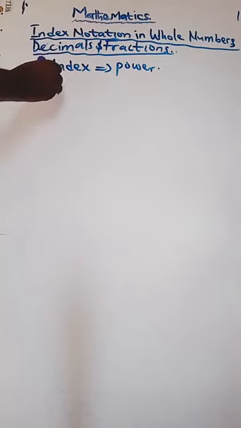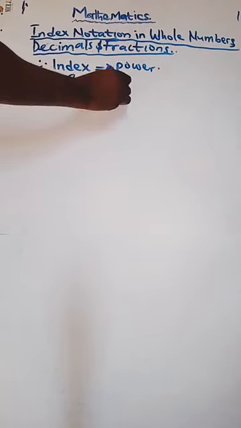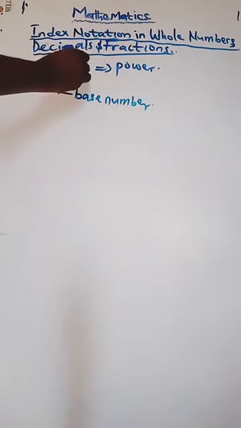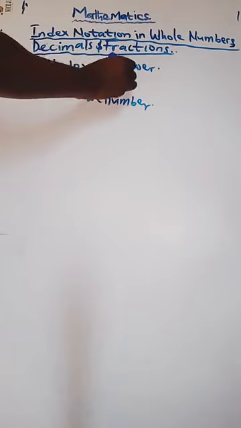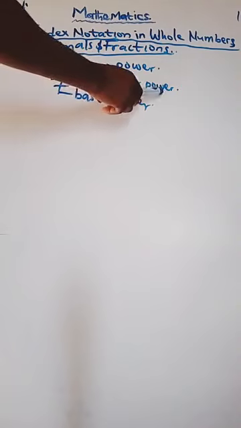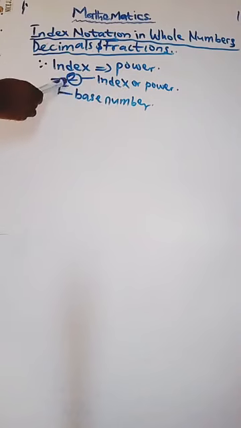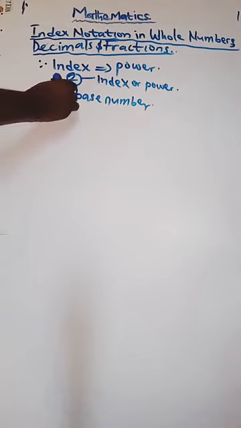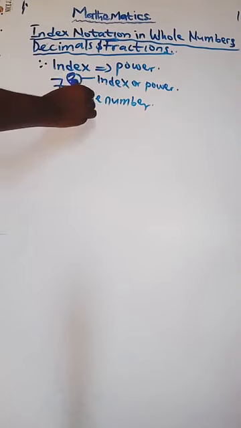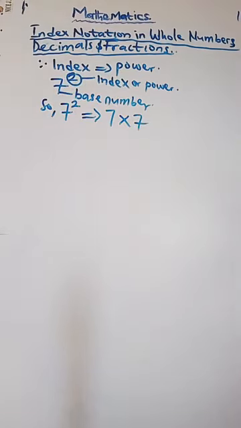Let's say you have 7 raised to power 2. 7 is the base number, right? 2 is the index or power. So, the index or power tells you how many times you are going to multiply the base number by itself. So 7 raised to power 2 means 7 times 7. So that is what the index notation is talking about.